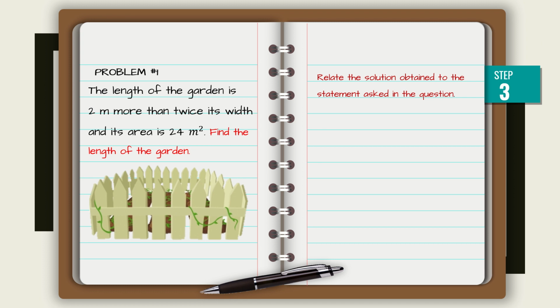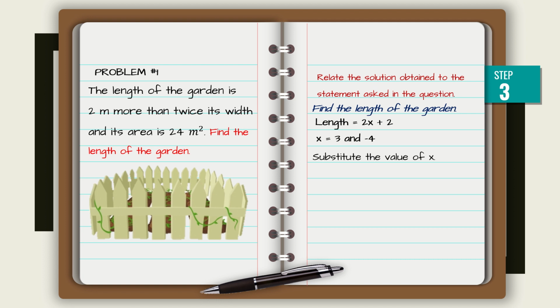Step number 3. Relate the solution obtained to the statement as in the question. Again, the question is, find the length of the garden. So, the length is equal to 2x plus 2. All we need to do is substitute the values of x. We get 3 and negative 4. So, first, we have positive 3. Let's substitute it on the formula.